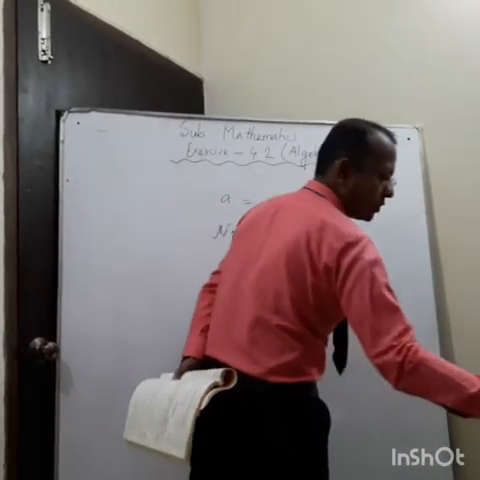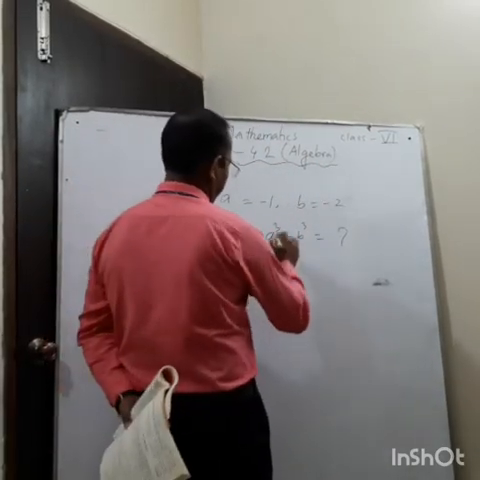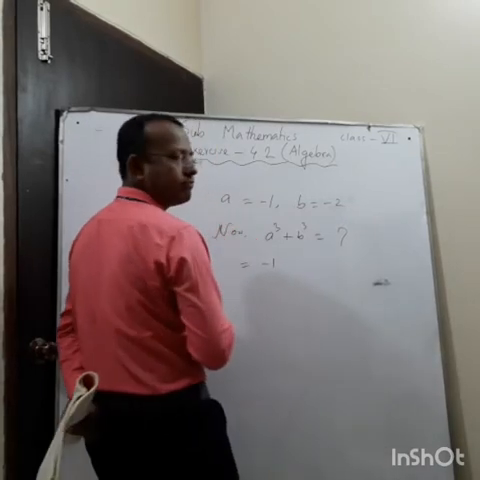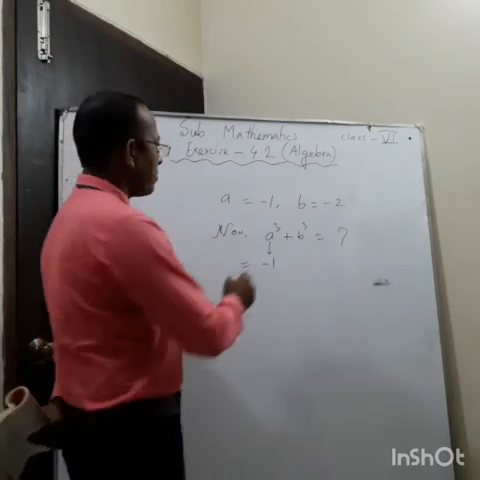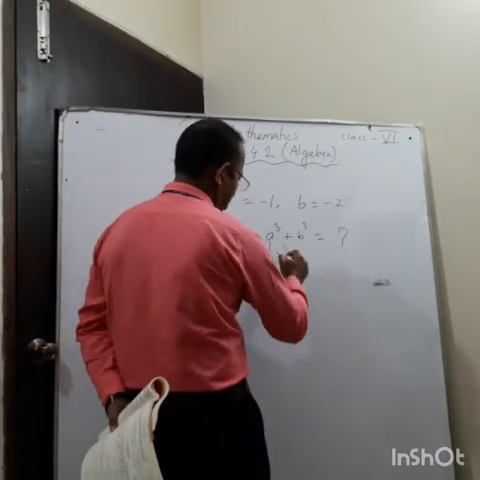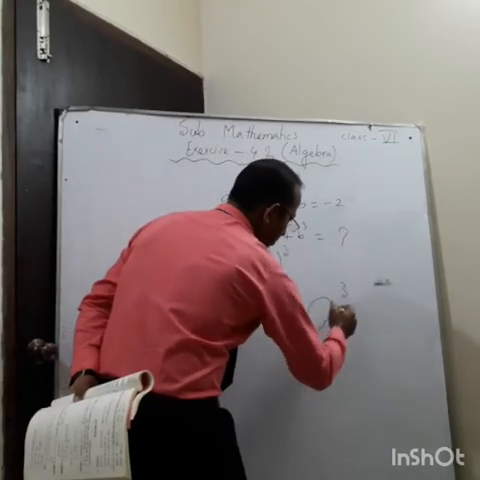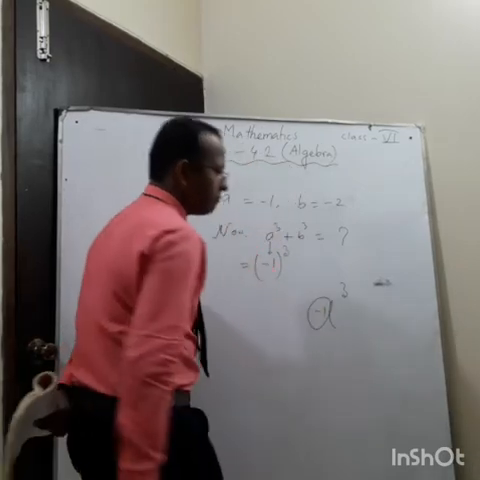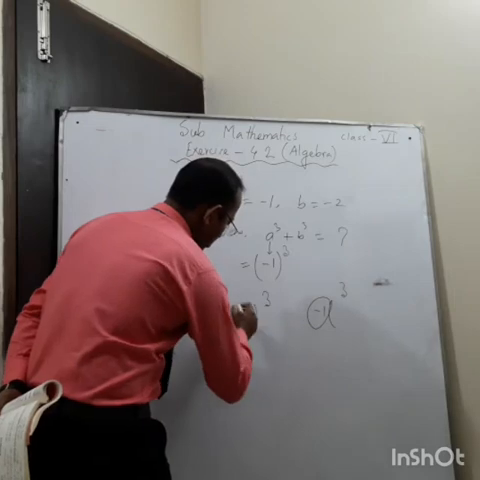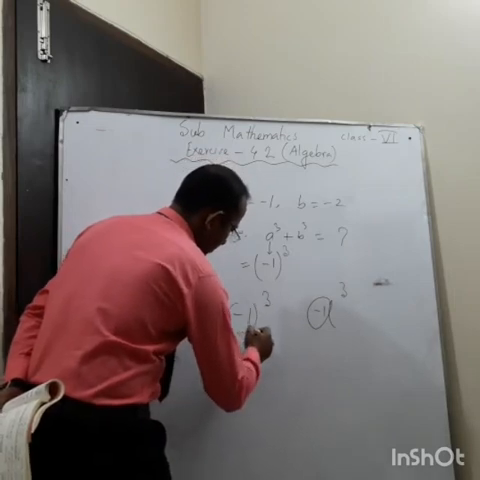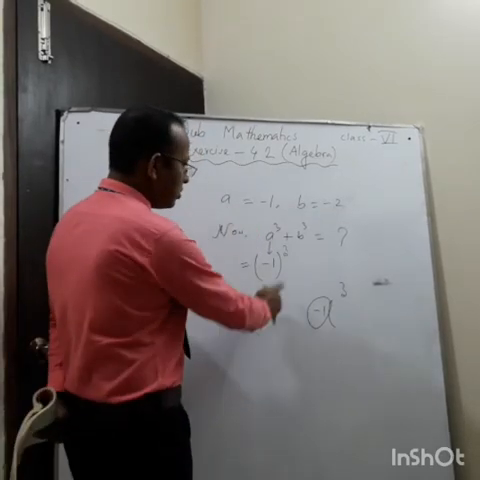So, what is the expression? How can we solve this? We have to solve such a way that the value of a is minus 1. Its power is 3, so it will be whole cube. That means a cube, a means minus 1, I will say it is minus 1 whole cube. So this is a cube, that is minus 1 whole cube.